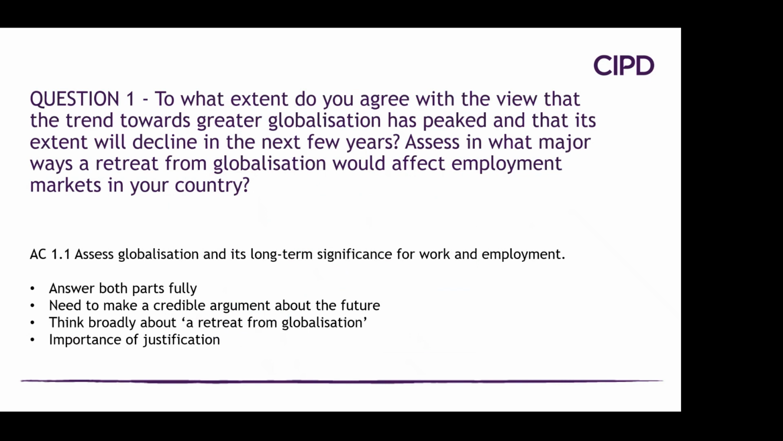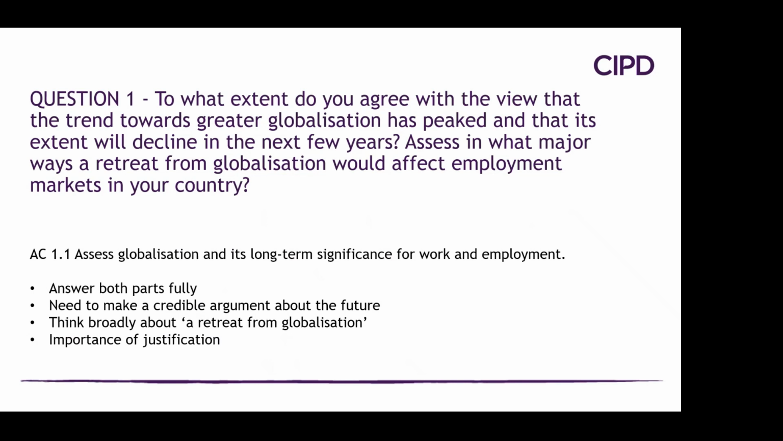Here we go. So question number 1 this year. You can remember there are 16 questions, and 4 cover each of the 4 learning outcomes. The first learning outcome is all about long-term trends in our business environment, how those are affecting employment, how those are affecting the world of work and the world of HR, people management, and so on. So the first question is, to what extent do you agree with the view? You can see there that we're asking for an opinion. To what extent do you agree with the view that the trend towards greater globalization has peaked and that its extent will decline in the next few years? Assess in what major ways a retreat from globalization would affect employment markets in your country.